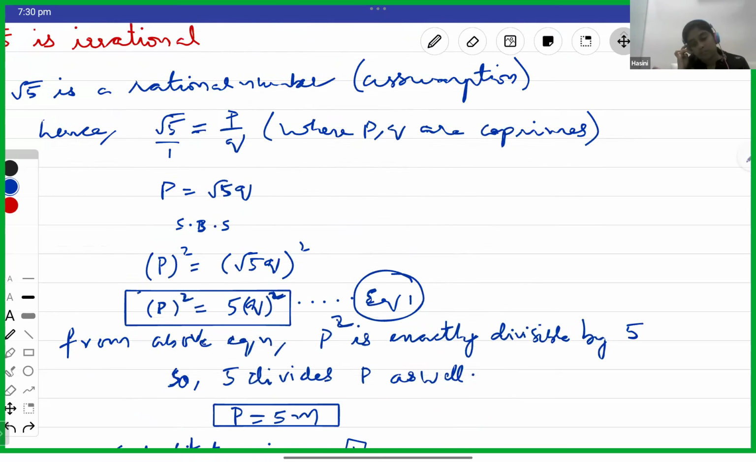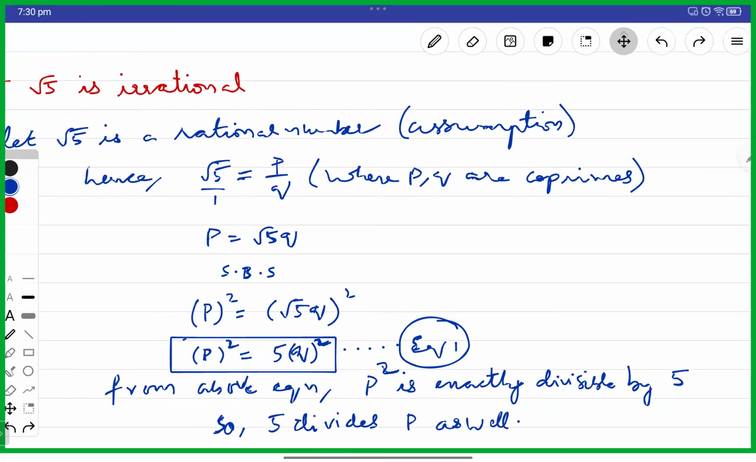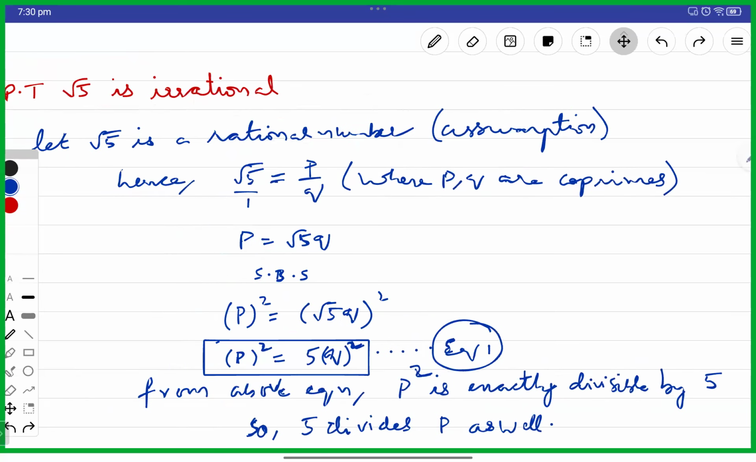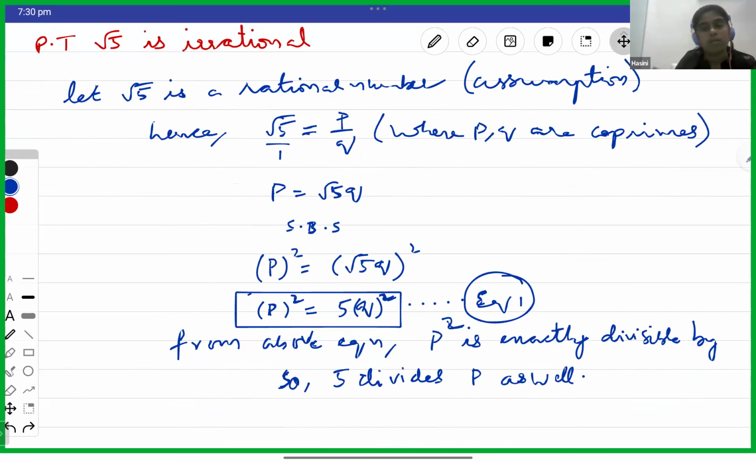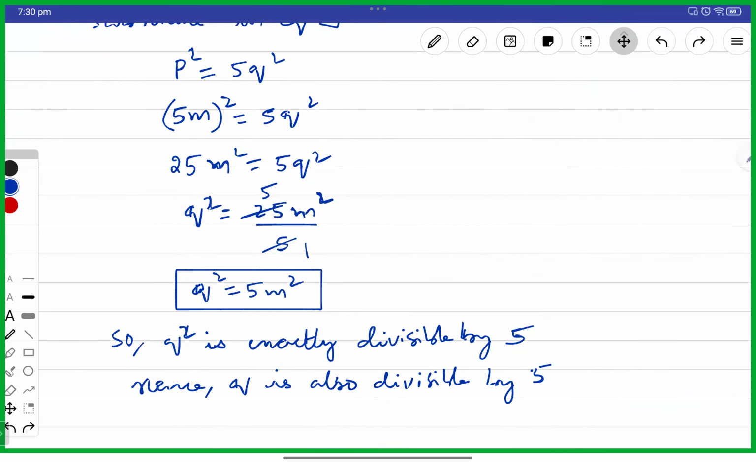So why did this situation come? Because we took a wrong assumption. In the starting we took root 5 as a rational number, so root 5 is equal to p by q, where p and q are co-primes. That itself is wrong. That's why we got something wrong in the middle while solving. So now we will end the statement like this.